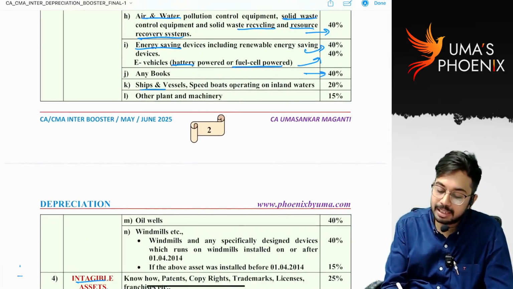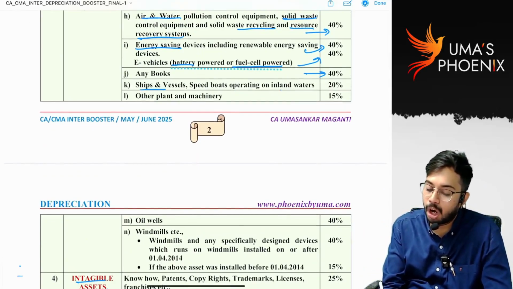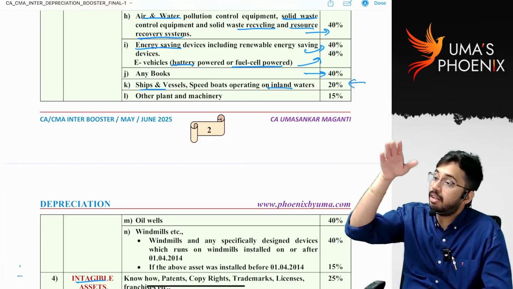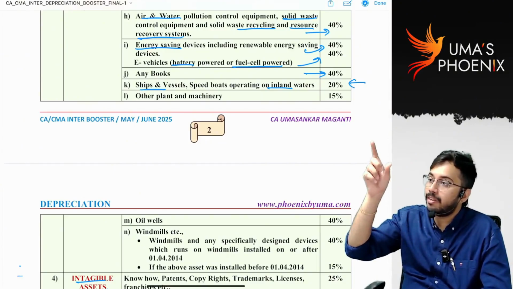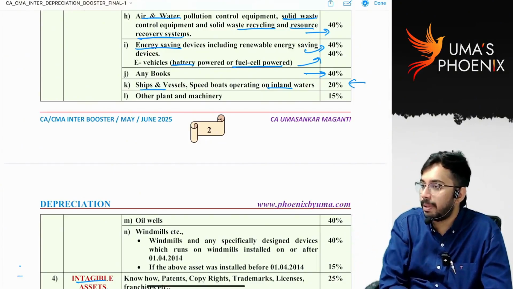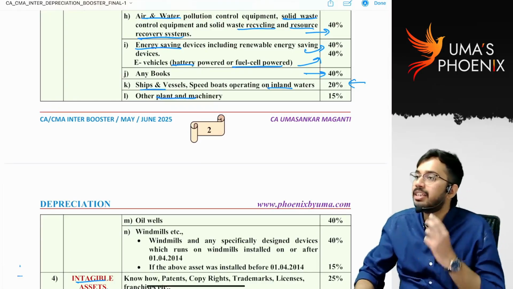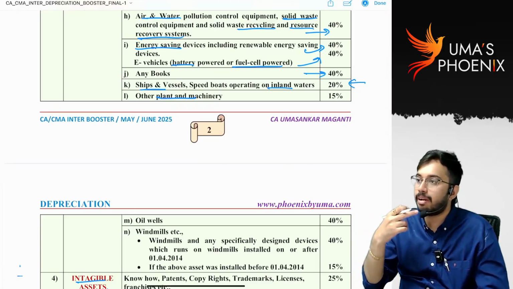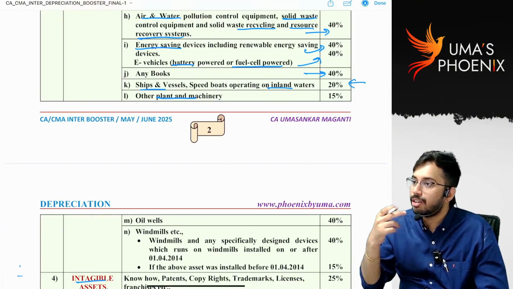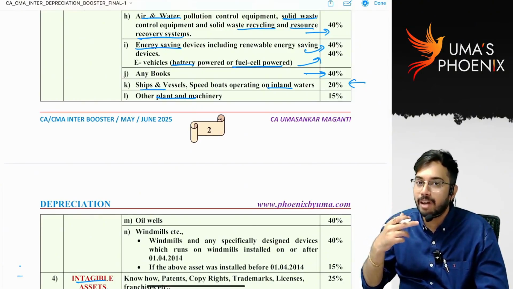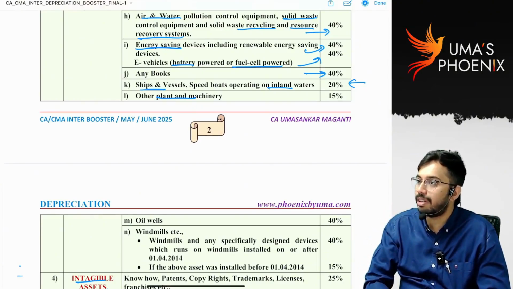Ships, vessels, speedboats operating on inland waters. Very simple. Air, like aeroplanes, 40%; ships 20%. Are you able to understand? Next, other plant and machinery. Is there any rate of depreciation mentioned for my mic? No, right? A mic is plant and machinery, right? For the mic I will provide a 15% rate of depreciation.